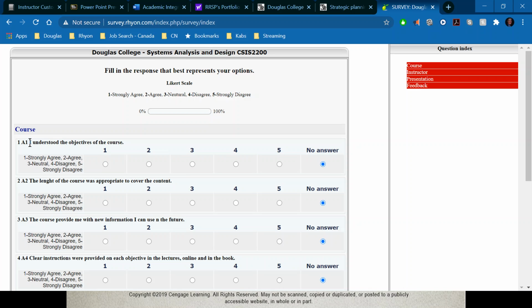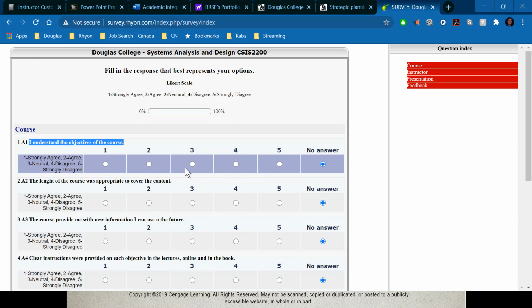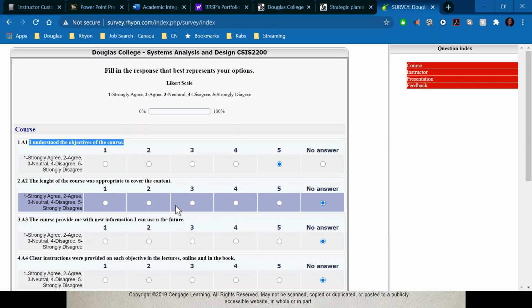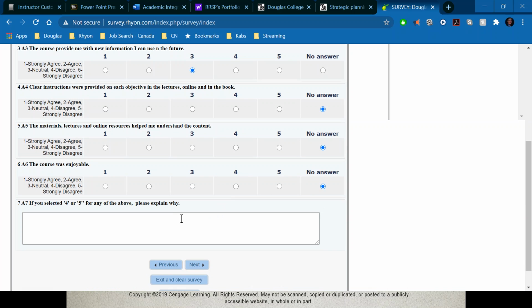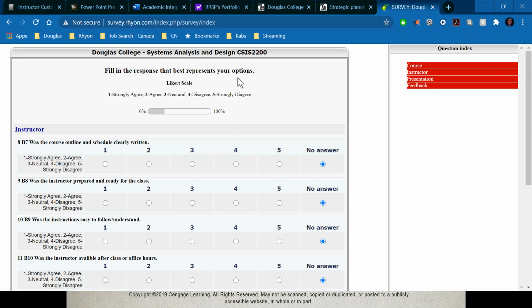Like, for example, the course: did you understand the objectives of the course? You might say, well, yeah, I guess it was okay. I didn't really get too much, but then I finally watched the video and I got a better idea, or whatever. You guys can put in whatever you feel. It's completely anonymous. If you want, you can make some extra comments down here. So there's a Likert scale here for the course.